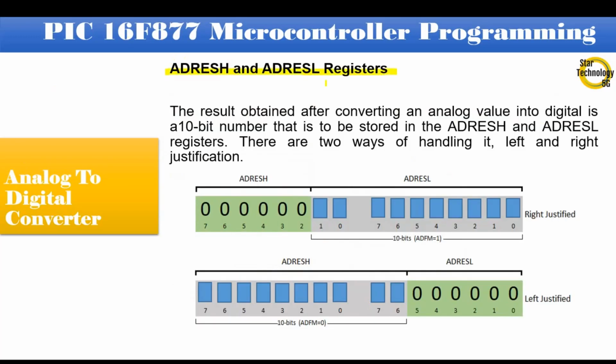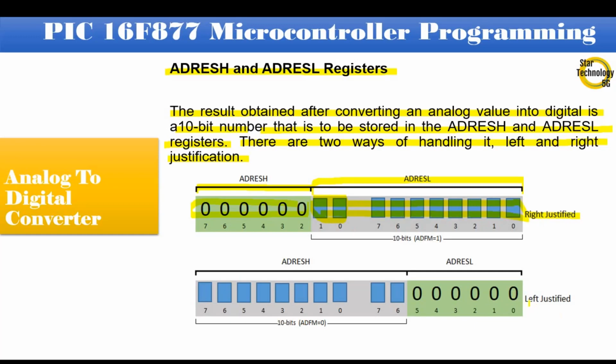ADRESH and ADRESL registers. The result obtained after converting an analog value into digital is a 10-bit number that is to be stored in the ADRESH and ADRESL registers. There are two ways of handling it, left and right justification. If right justification is selected, then the higher 6 bits of the ADRESH register read as 0. The ADRESL register and the first 2 bits of the ADRESH register hold the 10 bits of data.